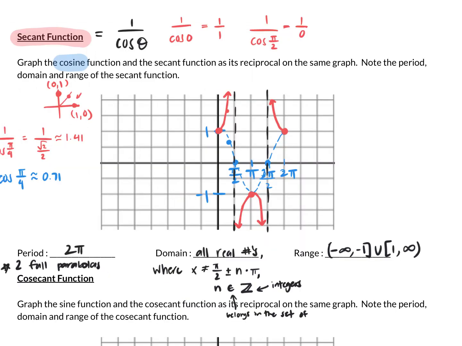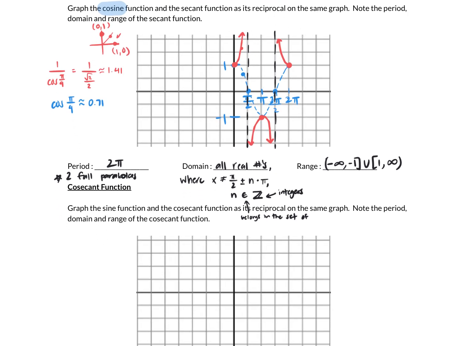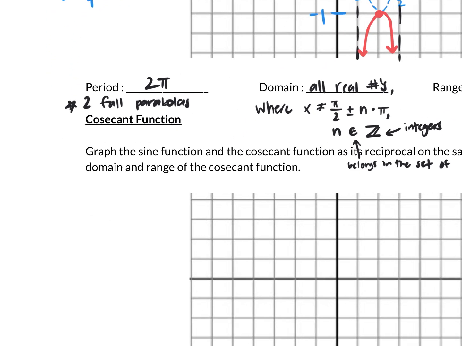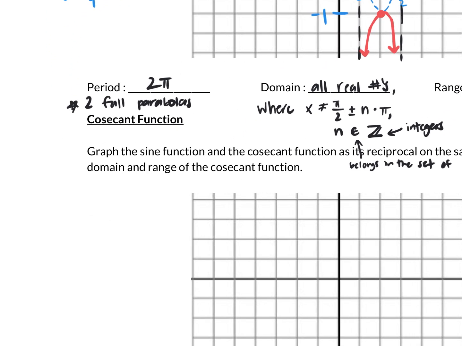Alrighty, let's talk cosecant now. Same idea, again, it's just going to be a shifted version of the secant function, right? Because sine and cosine are just shifts of each other. So cosecant is the reciprocal of sine. So 1 divided by sine of theta is equal to cosecant of theta.